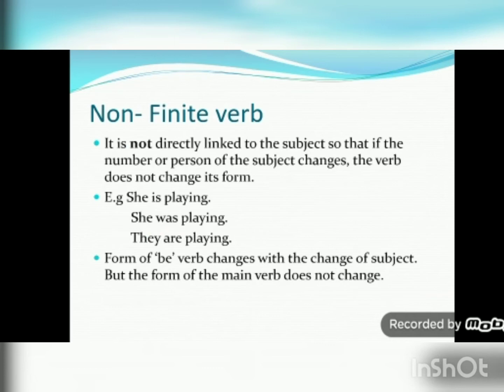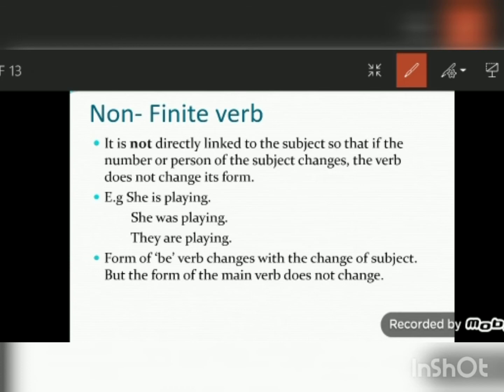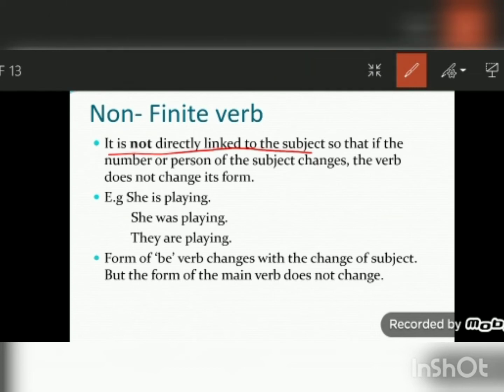Next come to non-finite verb. A non-finite verb is not directly linked to the subject, so that if the number or person of the subject changes, the verb does not change its form.